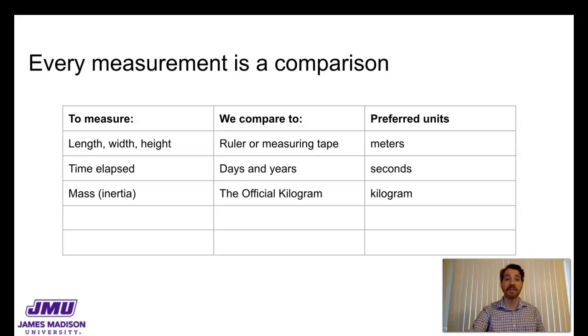Measurements are comparisons. When you measure the length, width, height of an object, you are comparing it to a ruler or to a measuring tape. So if you say, I just went out for a 5K run, what you mean is I ran 5 times farther than a kilometer. In fact, what you mean is I ran 5,000 times farther than a meter. And the meter is our preferred unit. So if you tell me you went out for a 5K run, I know how far that is because I know how big a meter is.